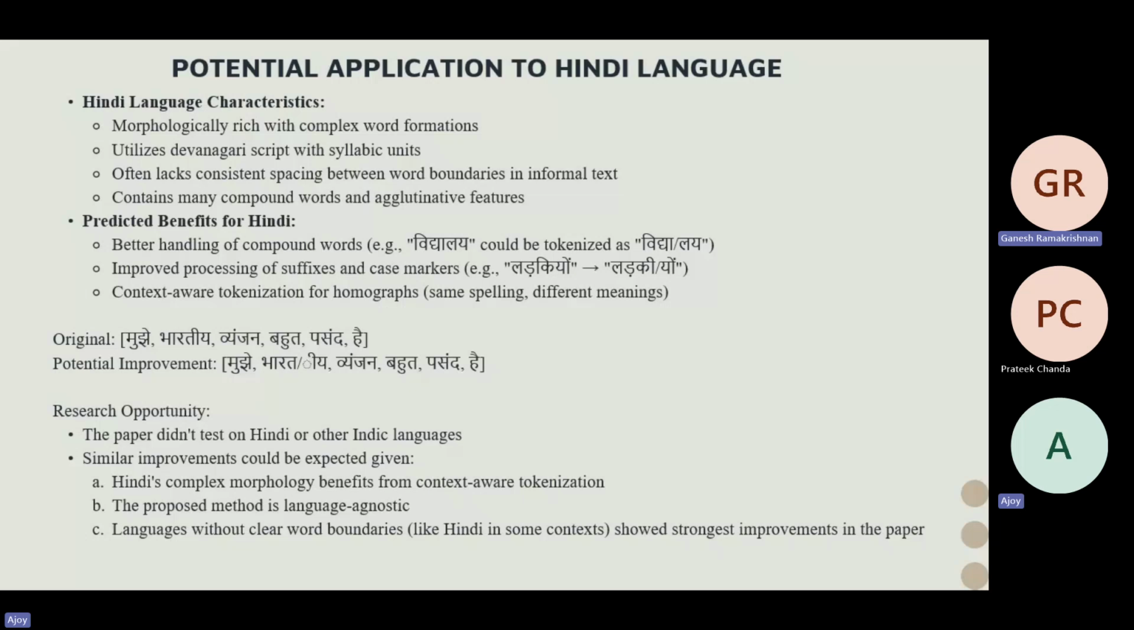So then we have tried figuring out how this can be used in the Hindi language, and this can work quite well in Hindi, as in some words like Vidyalaya, we can tokenize it as Vidya and Laya separately, and the same in Ladkiyon, which in general, let's say if you are using any unigram based tokenization, it can split in any way. We do not know how it will split. It is just a probabilistic approach.